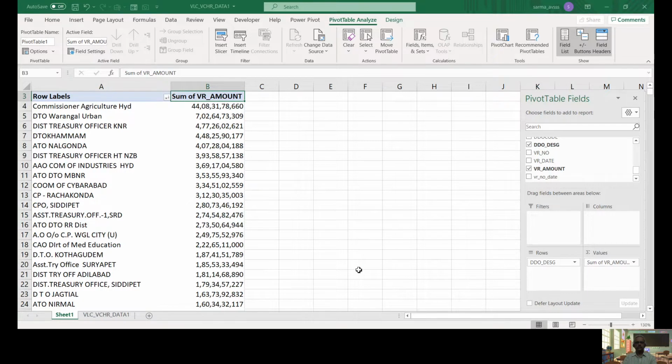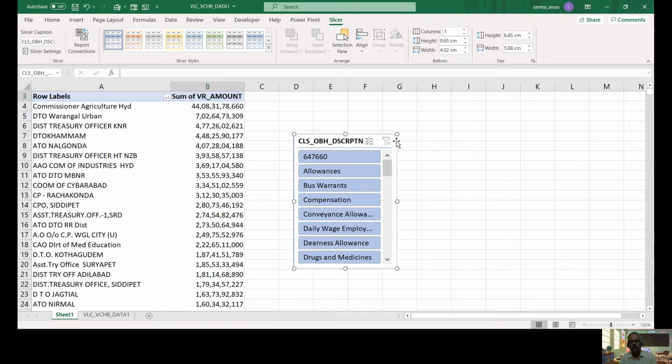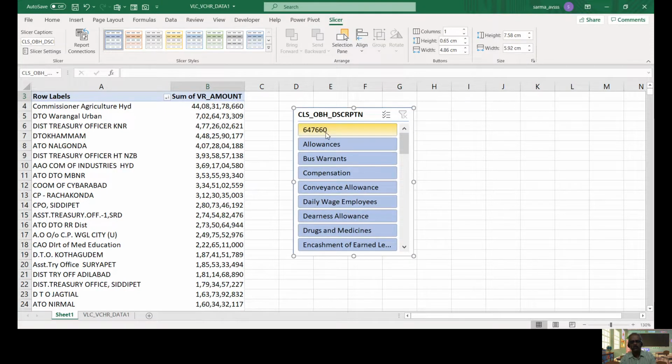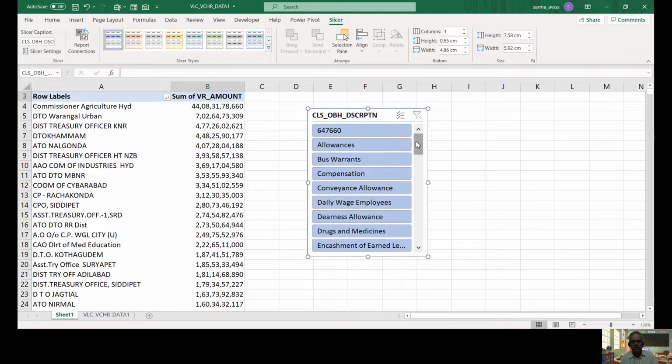So these are the object heads, the unique object heads available in the data. There is 64760. That means there is some error in the data, where some number was entered in the object description. That also can be rectified, no issues.